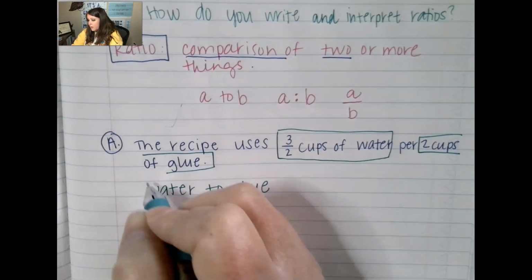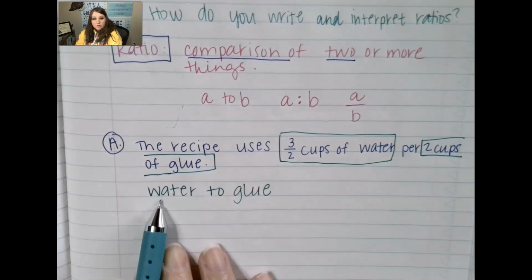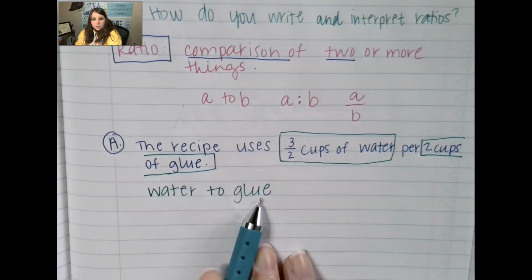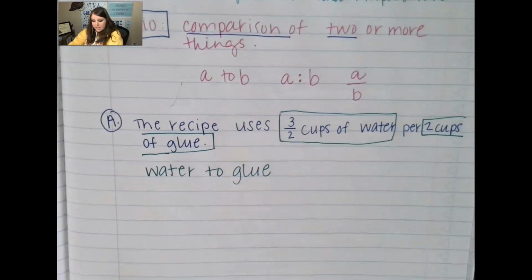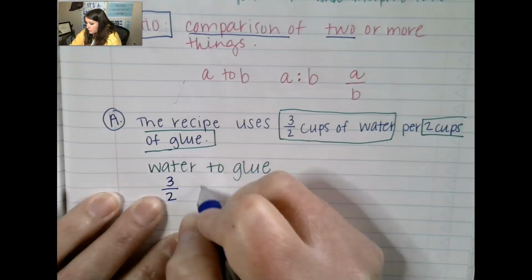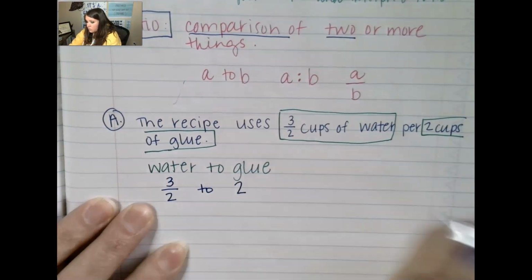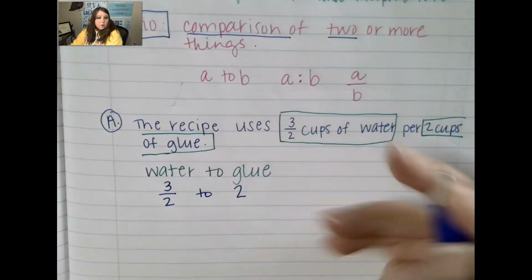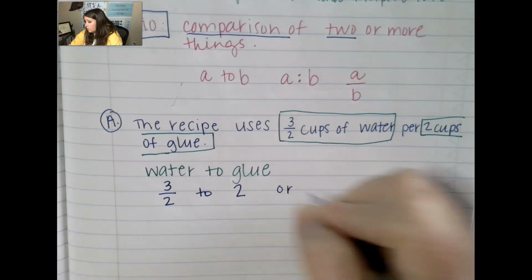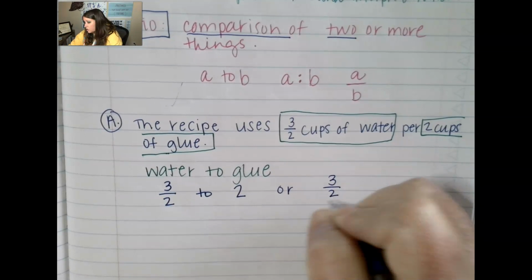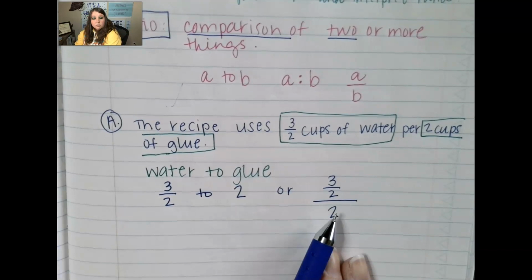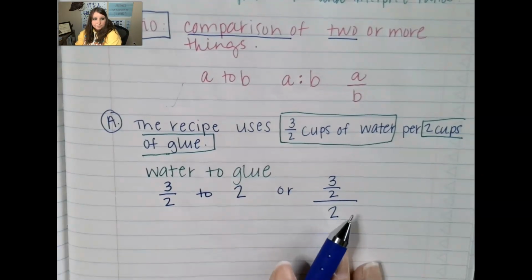So when we write our comparison, we're going to write it as water first to the glue. So water to glue. So we would write this as a ratio of 3 halves to 2 cups of glue. So our ratio is 3 to 2, or you can write it as a fraction of 3 halves over 2. So either of these ratios is correct.